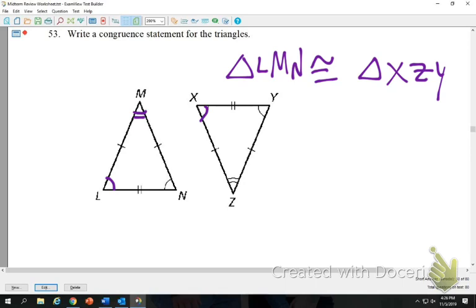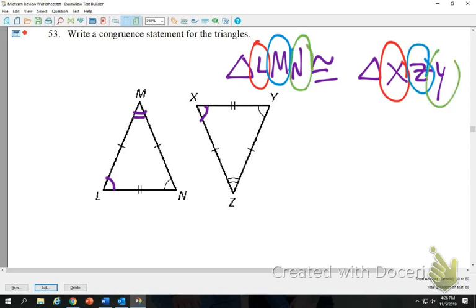Basically, you just need to check the order. Wherever L is in the lineup, X has to be as well. Wherever M is in the lineup, Z has to be. And the same thing with N and Y.